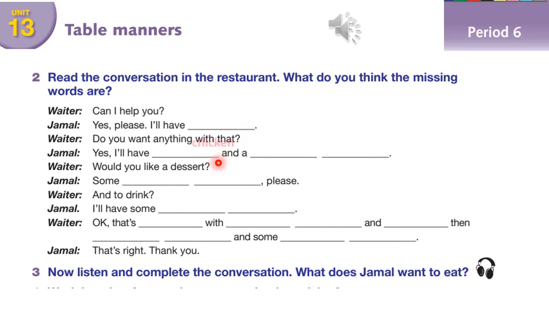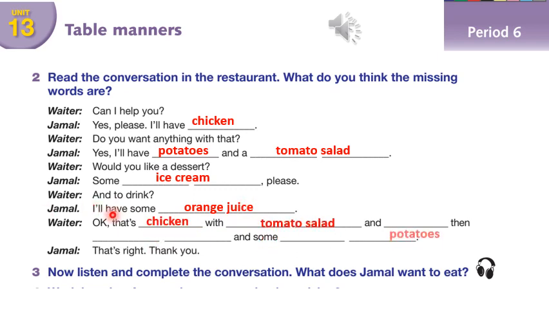Can I help you? Yes, please. I'll have chicken. Anything with that? Yes, I'll have potatoes and a tomato salad. Would you like a dessert? Some ice cream, please. And to drink, I'll have some orange juice. Okay, that's chicken with tomato salad and potatoes, then ice cream and some orange juice. That's right. Thank you.